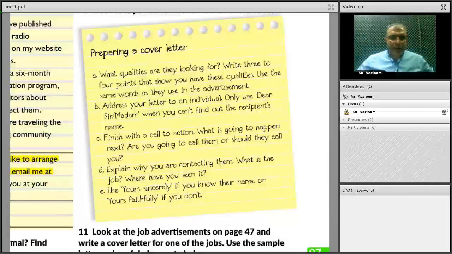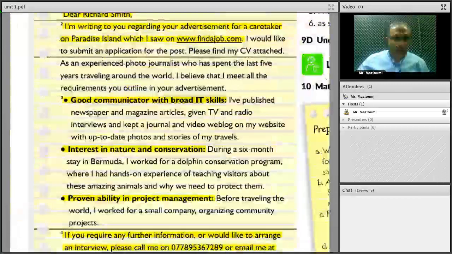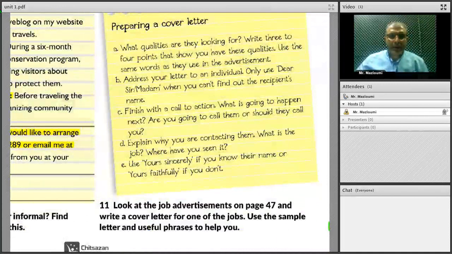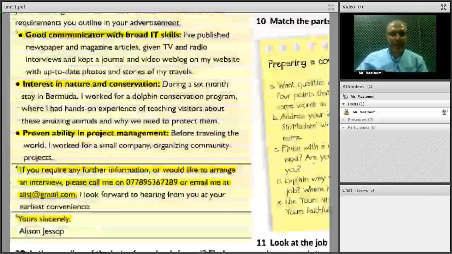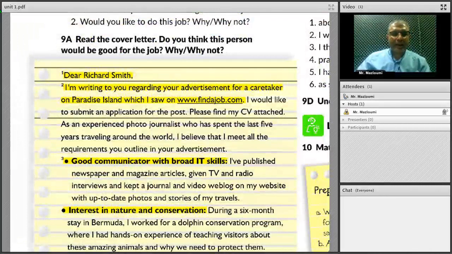Write 3 to 4 points that show you have these qualities, these characteristics. Use the same words as they use in the advertisement. So in number 3, here you see we have this part, number 3. B. Address your letter to an individual, to a person. Only use dear sir or dear madam when you can't find out the recipient's name. Recipient, everyone, means someone who receives your letter. So, if you don't know their name, you can write dear sir or madam. But in case you do, address your letter to the individual. So here, in number 1, you see Dear Richard Smith. So we know the name, so we address our letter to Mr. Smith.